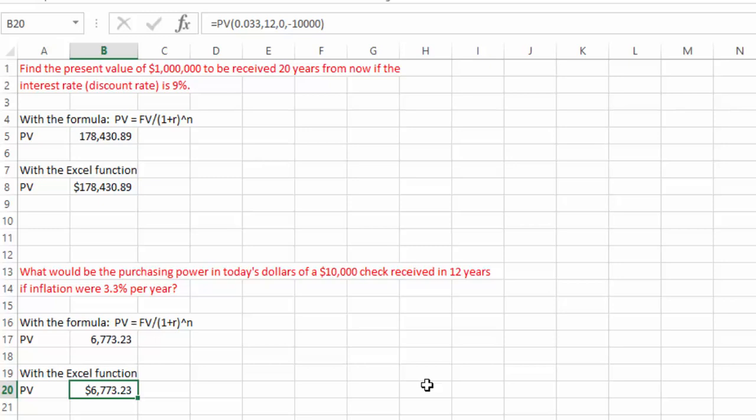So the $10,000 that you get 12 years from now would only buy $6,700 worth of stuff, at least in today's money, in today's prices. So that's the present value of the $10,000 adjusted for inflation.